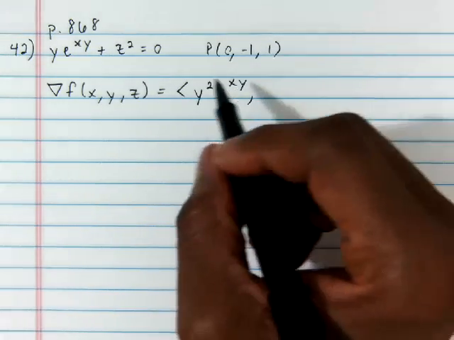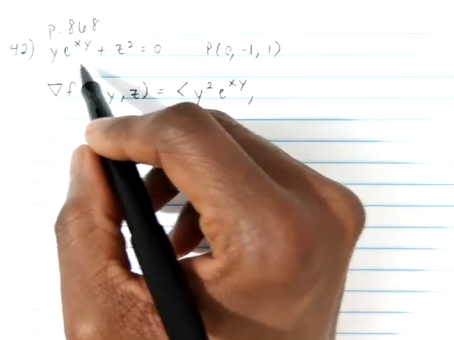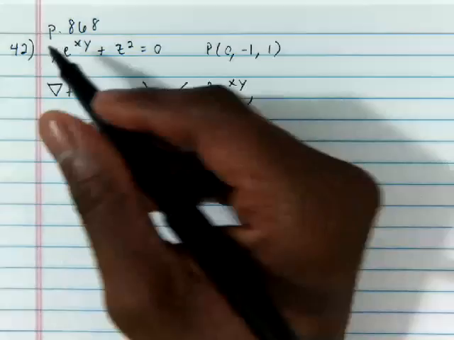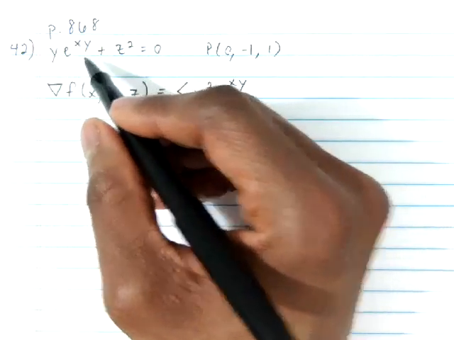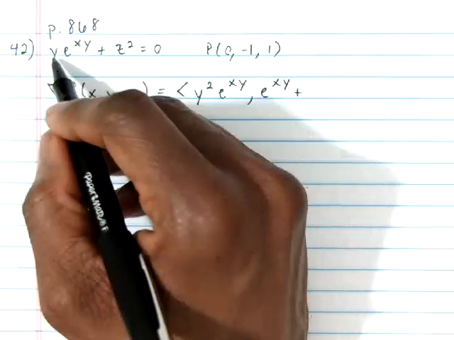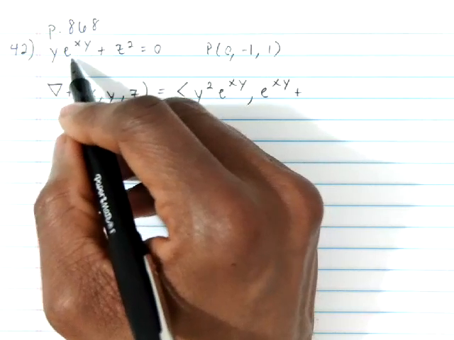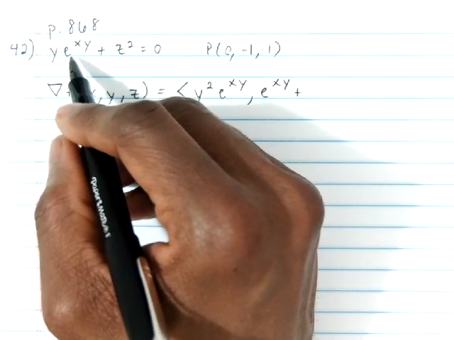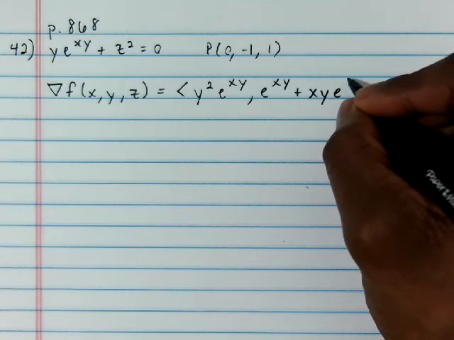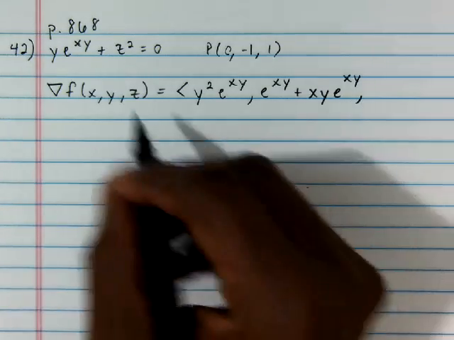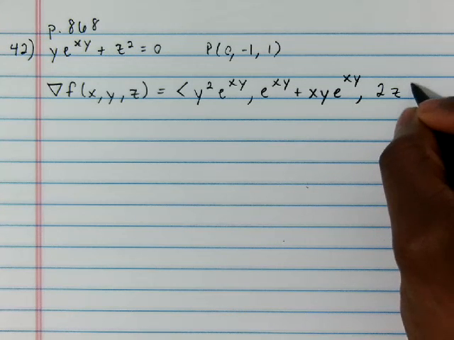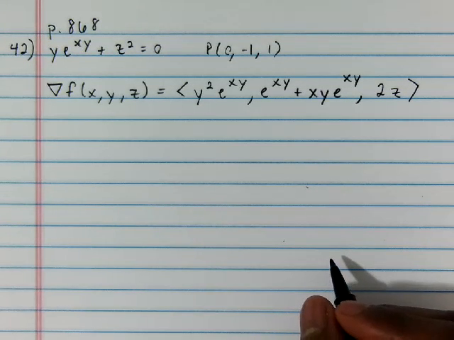And then the partial of this with respect to y. So now we have a function of y times another function of y. So we're going to have to use the product rule there. So the derivative of y is just 1 times that stays the same, e to the xy, and then plus the y stays the same, and the derivative of e to the xy with respect to y is x times e to the xy. And then the partial of this with respect to z is just 2z. So this is how we would get our normal vector.